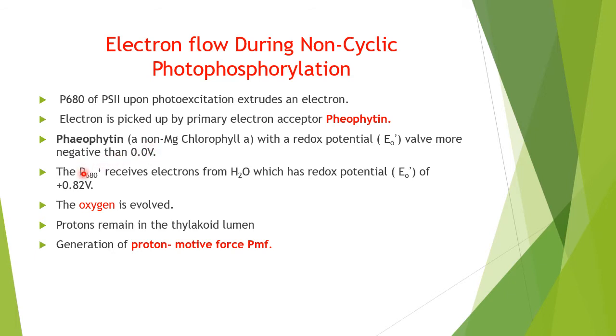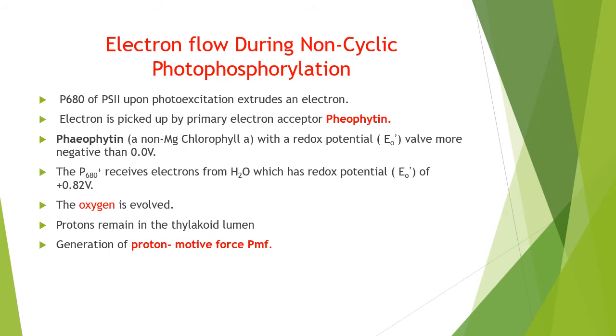And now we have a system which receives electrons, this is the chlorophyll. It receives electrons from water ultimately, and has a positive redox potential. And at the end you will see this system also results in the evolution of oxygen. Oxygen is evolved, and then protons remain in the thylakoid lumen. We will discuss this part later on, which will result in the generation of the proton motive force.